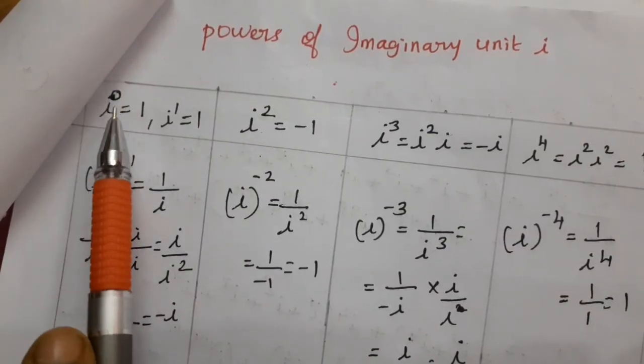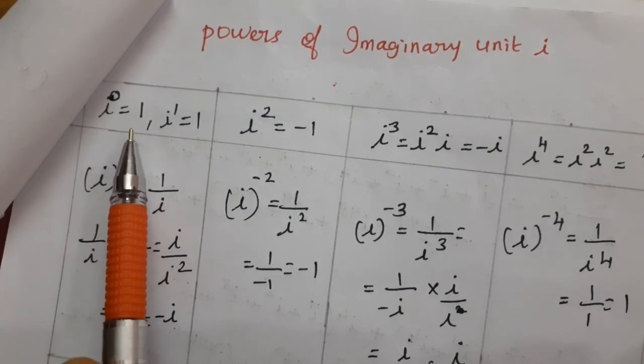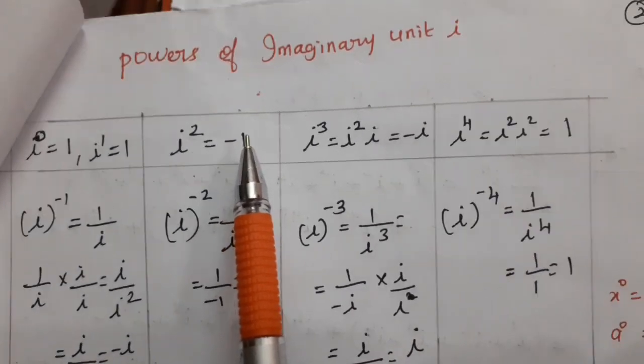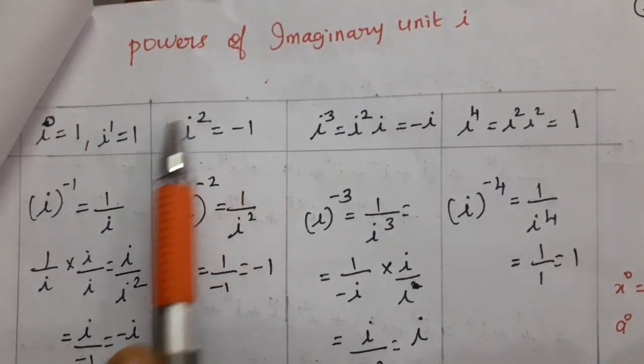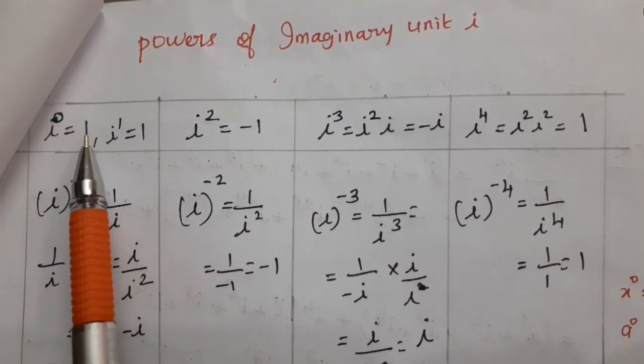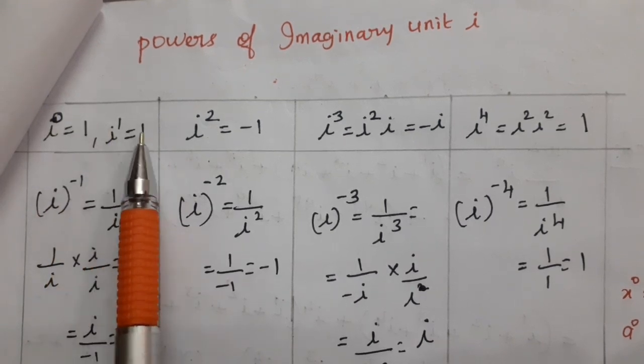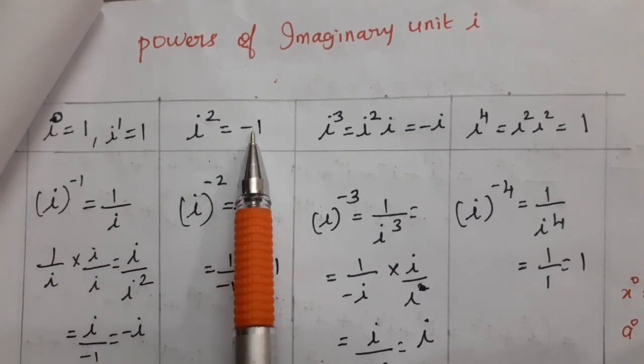So i power 0: anything power 0 is 1. I power 0 equals 1. I power 1 equals i. I square equals minus 1. Remember this, just recall that one. We know anything power 0 equals 1.